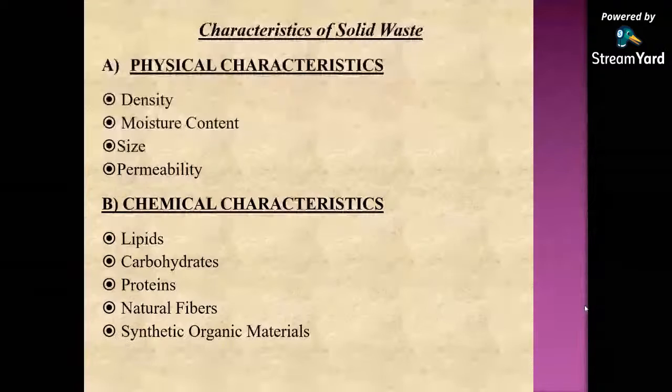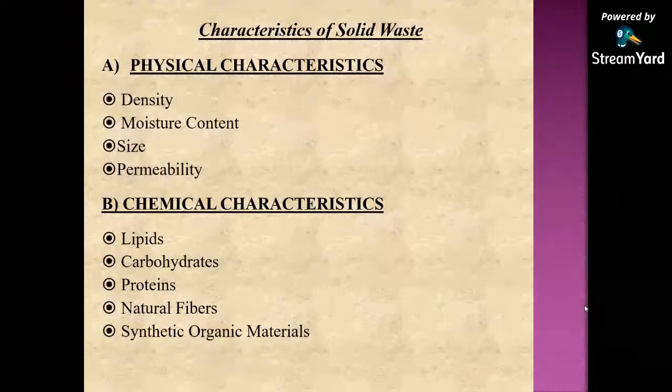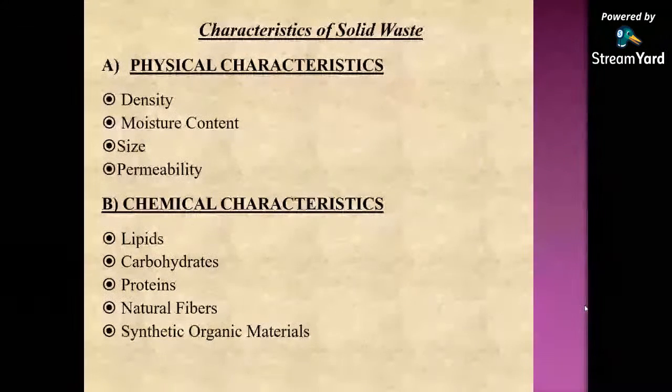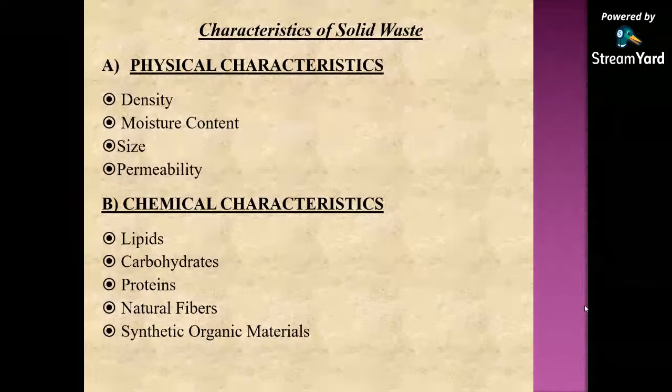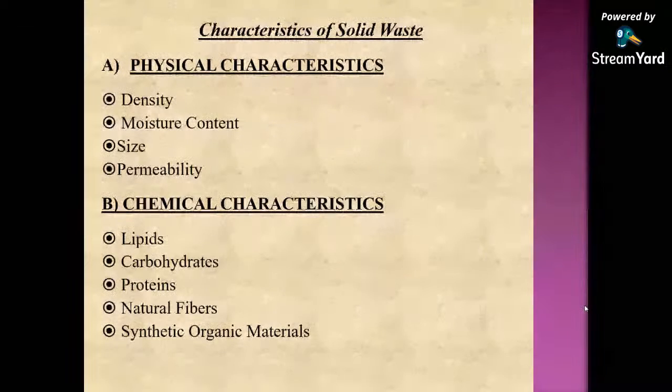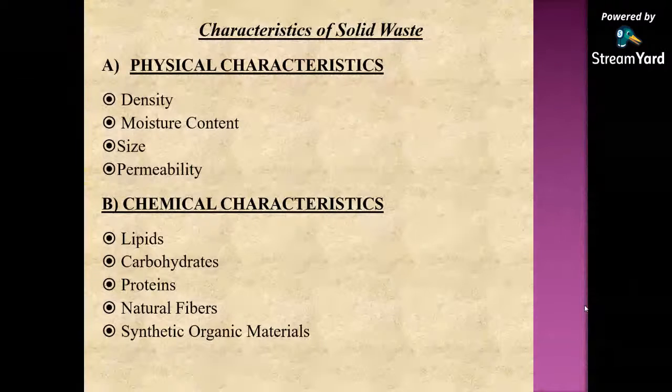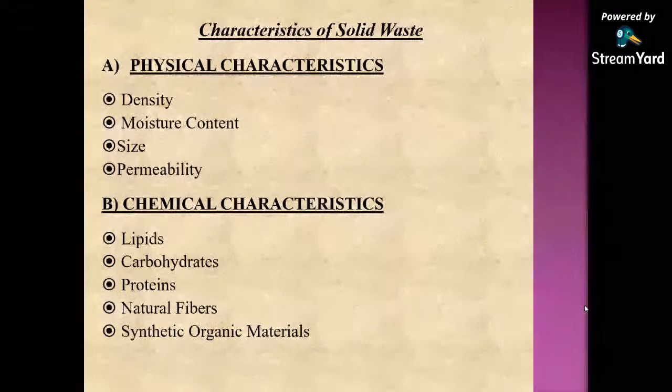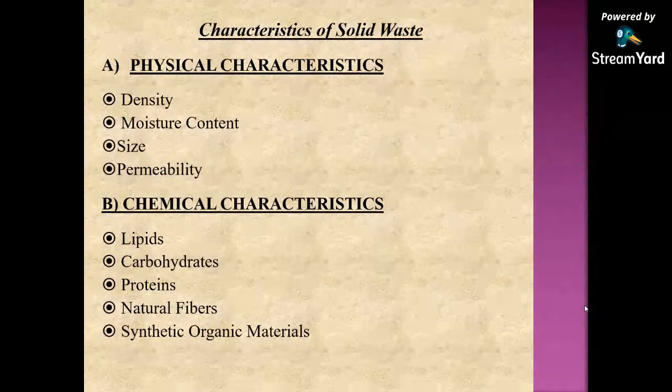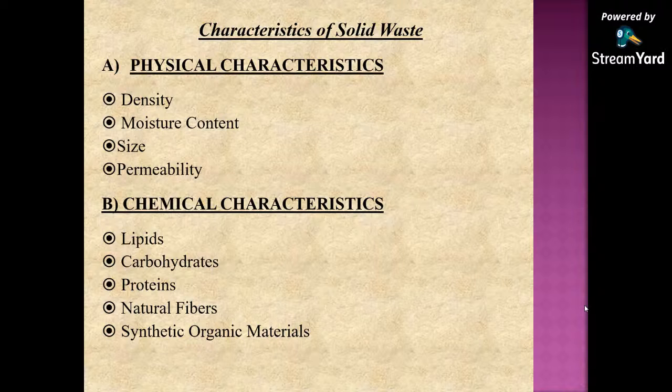Next characteristic is chemical characteristics. The information on chemical characteristics is important in evaluating the processing and recovery options. Typically, waste is considered as a combination of combustible and non-combustible components. If solid waste is to be used as a fuel or for any other use, we should know its chemical components. So the first chemical characteristic is lipids.